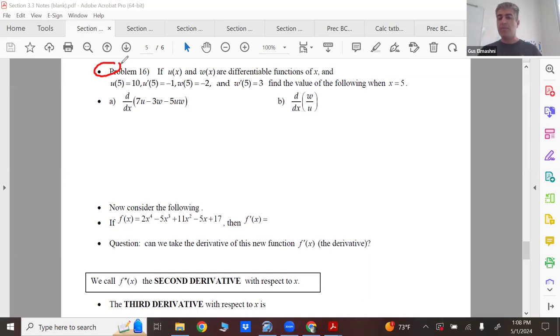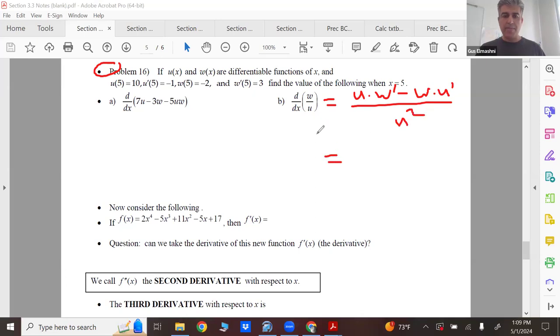You have to actually go about it because you're not given equations or expressions for W and U. But you're told that, hey, when I plug 5 into W, I get negative 2. Plug 5 into U, I get 10. Plug 5 into derivative U, I get negative 1. Plug 5 into derivative W, I get 3. So again, if we just follow the quotient rule, it's supposed to be low d high, so U times W prime minus W times U prime over U squared.